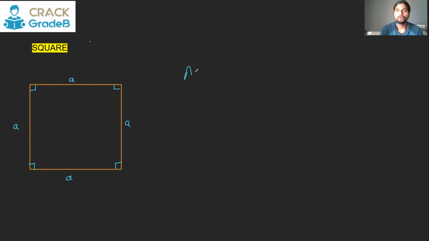So for a square, we know the area of the square. Area of the square is given by a into a, or a square. Then there is another term we call perimeter. Perimeter means the sum of all sides. So the sum of all sides, a plus a plus a plus a, is going to be 4a.